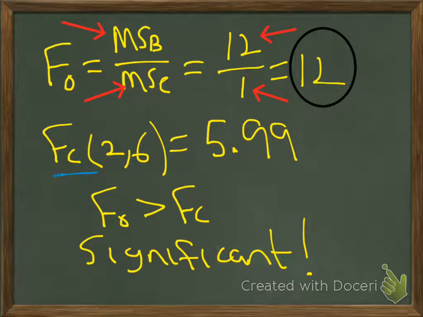And then we look at Appendix C to find our critical F value. This is our F critical. And that's with 2 degrees of freedom between groups, 6 degrees of freedom error. And when you look in Appendix B, you'll find the critical value is 5.99. This is with an alpha level of 0.05.